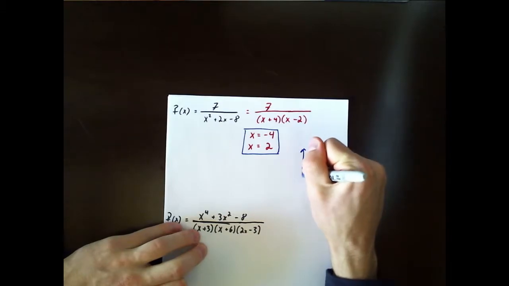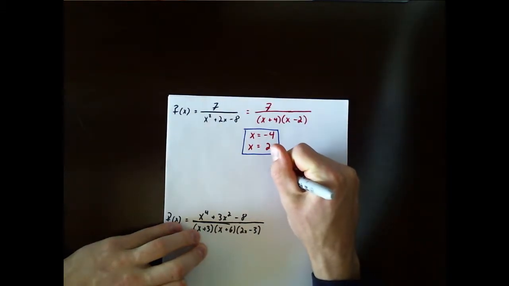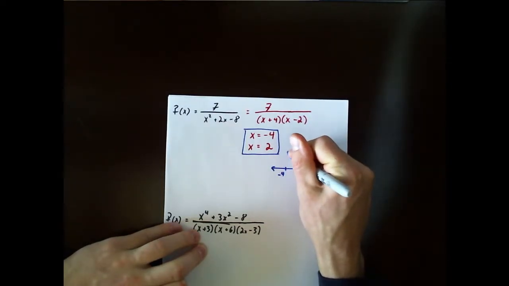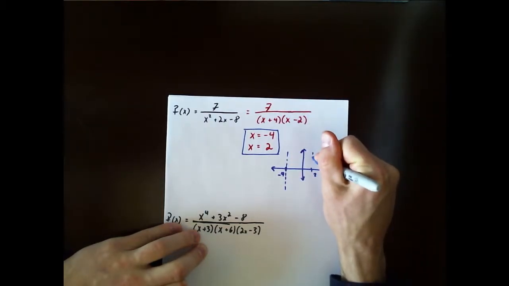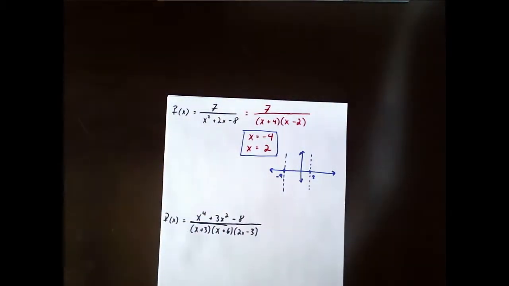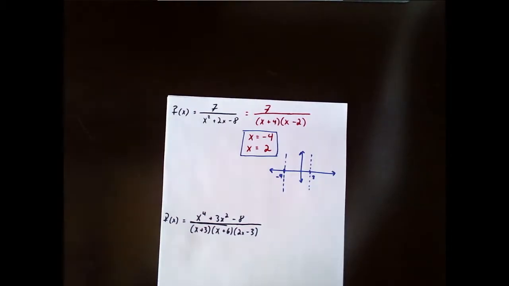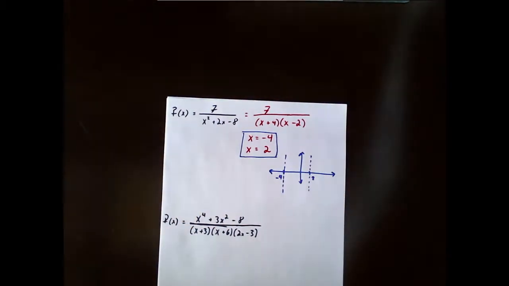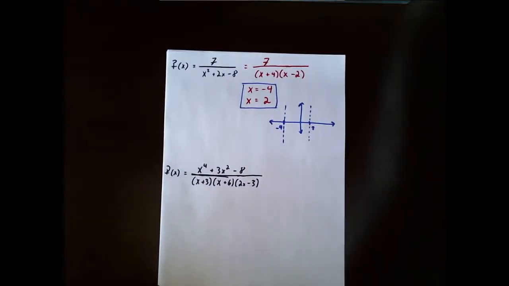So if I draw a little coordinate plane here, we're going to have one vertical asymptote at negative 4 right there, and then another at 2 right there. So that's kind of a sketch of our two vertical asymptotes. So for both of these values right here, our function is not going to exist. So now let's do one more example really quick.